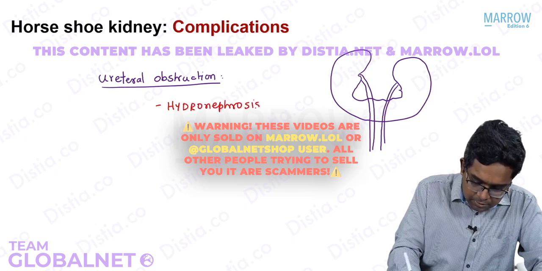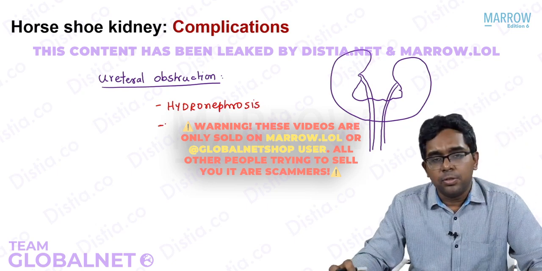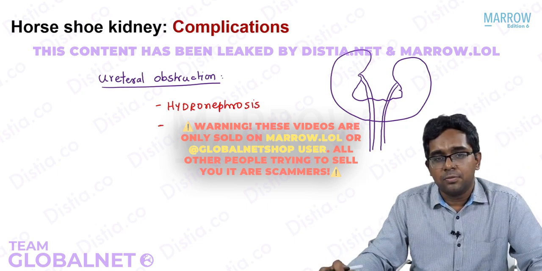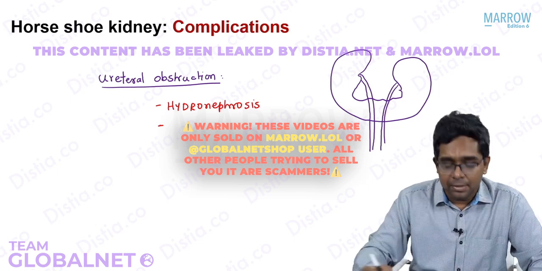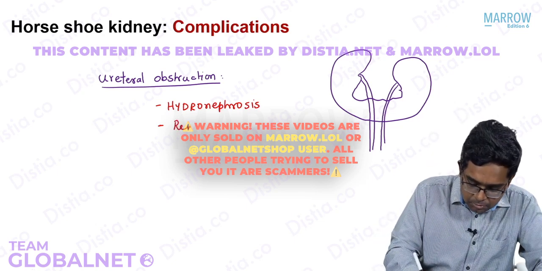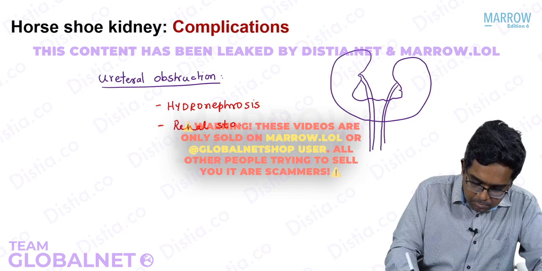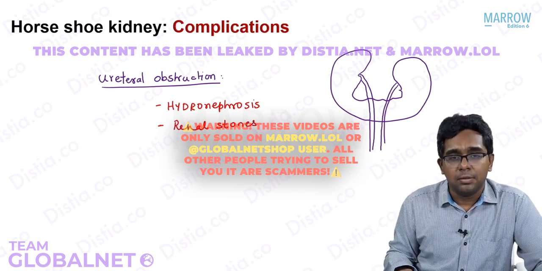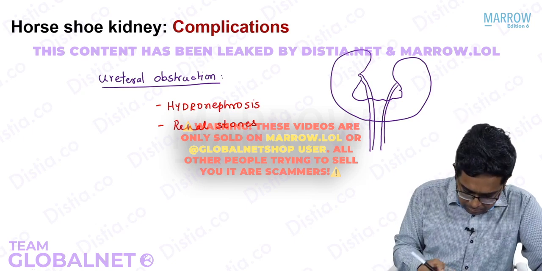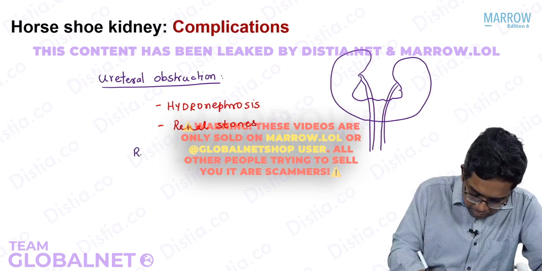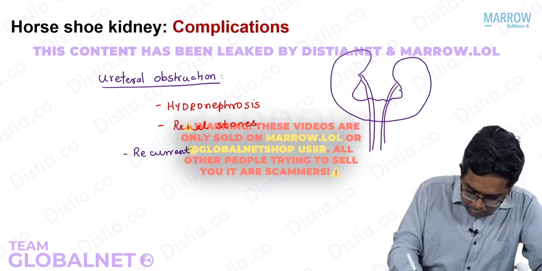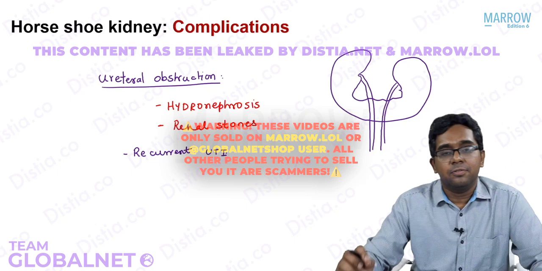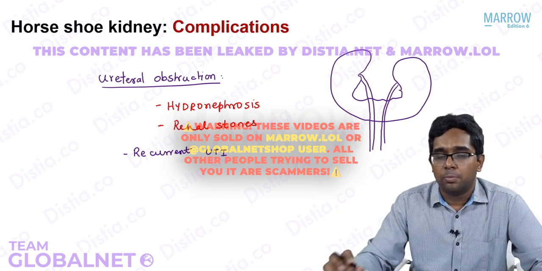And the second important feature is, when the urine flow becomes obstructed, there is stasis of urine, resulting in increased risk of renal stones. That's an important complication. Now, in the long run, these children can also develop recurrent urinary tract infections, again resulting from stasis of urine due to obstruction.